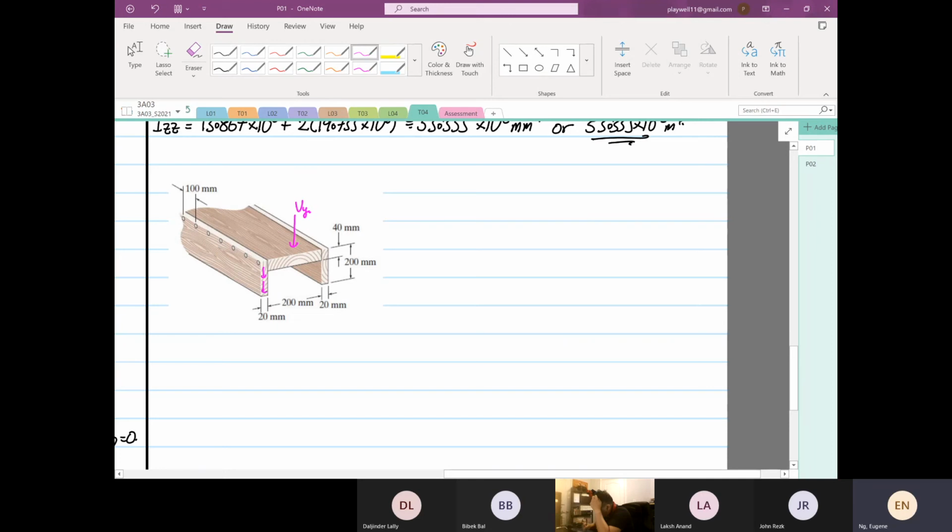This is our Q. Right? So the web controls the direction. So the shear flow, the flow of the shear stress, has to be coming down. So for that to happen, this has to go left and right.